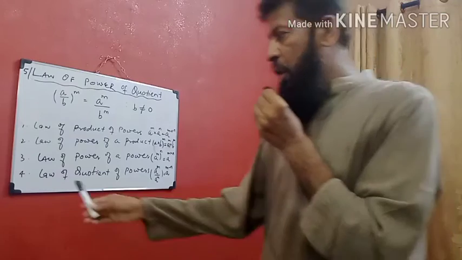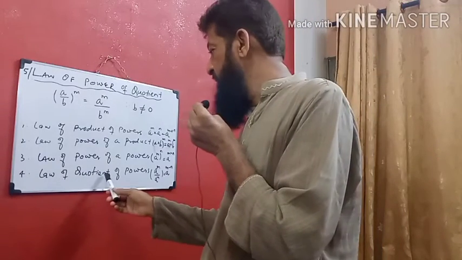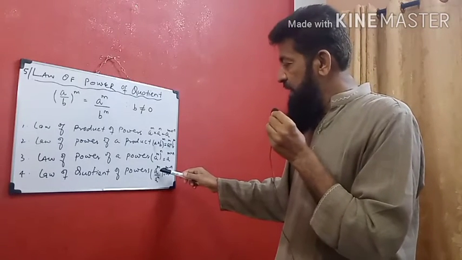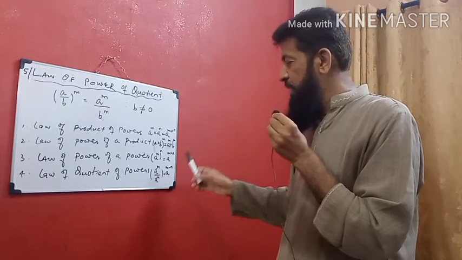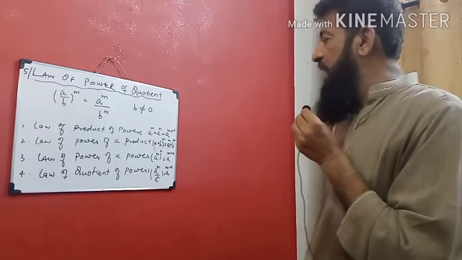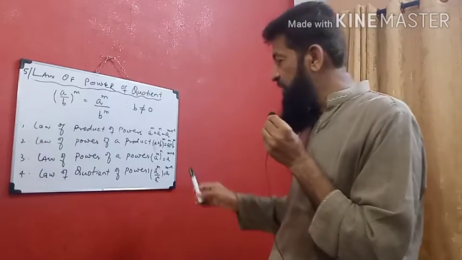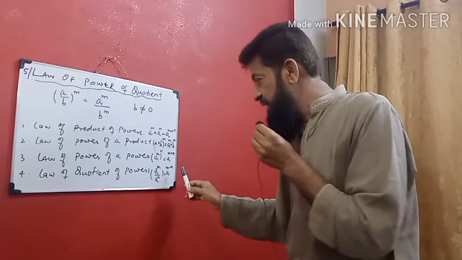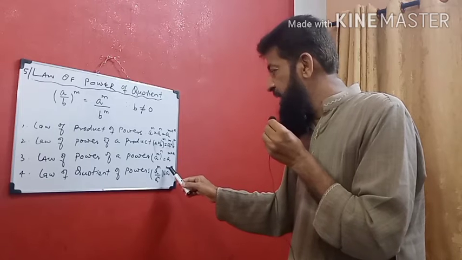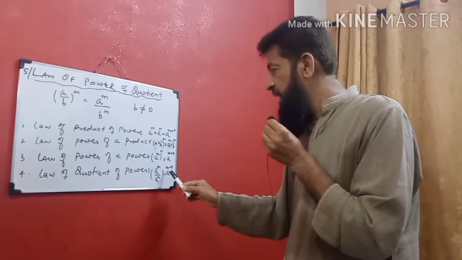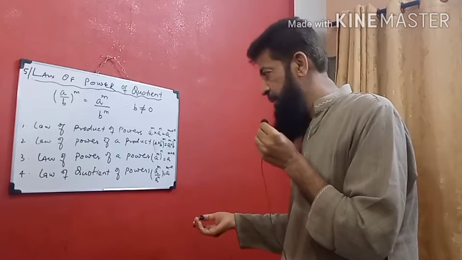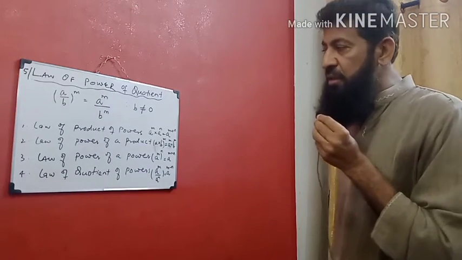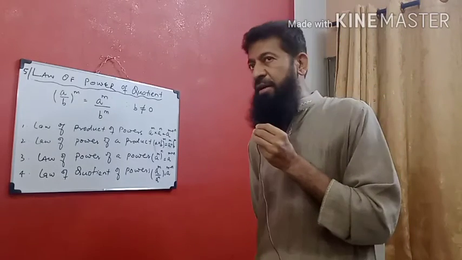And law number 4, law of quotient of power, in which a quotient has the same base in the denominator as well as the numerator, but they have different powers. In this case, we always subtract the power of the denominator from the power of the numerator. These 4 laws we have already discussed, understood and learned.